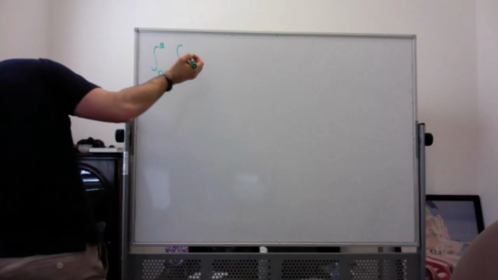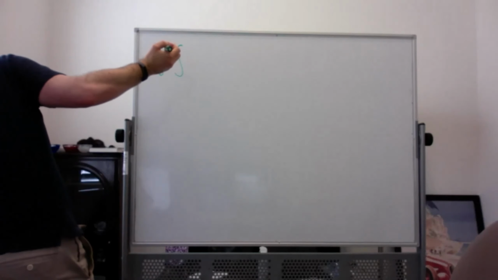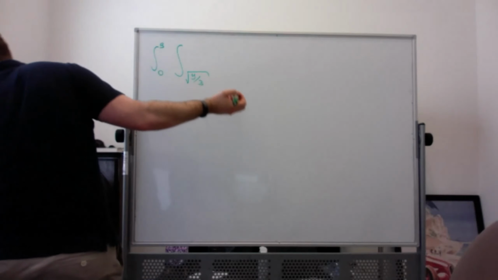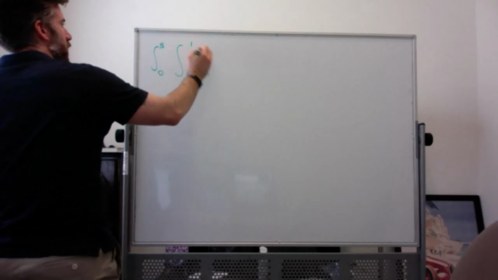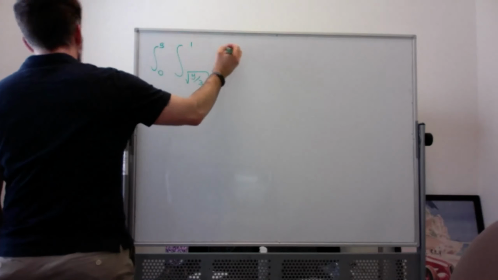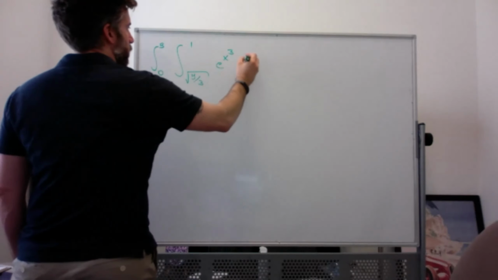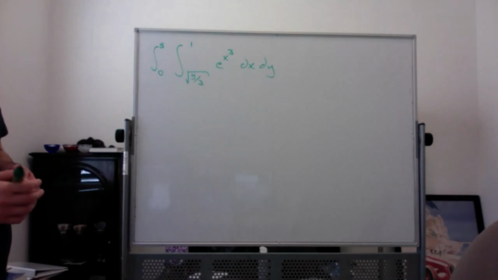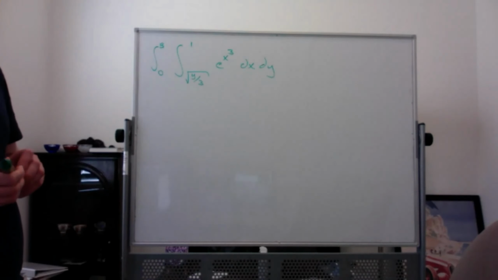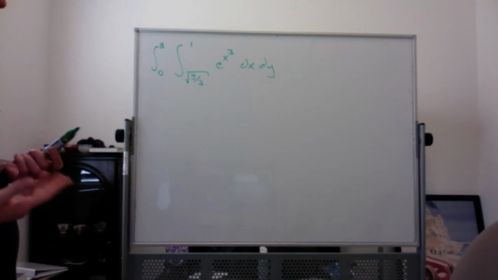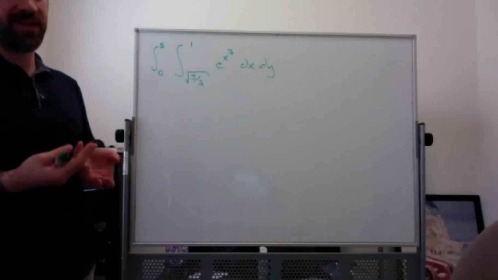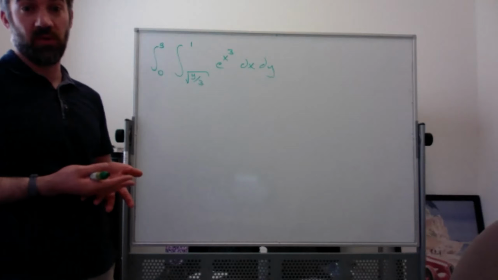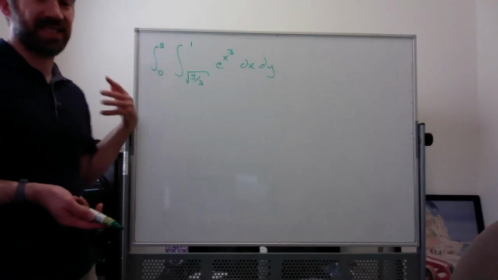Integral from 0 to 3, integral from the square root of y over 3 to 1 of e to the x cubed dx dy. And again, it should be moderately obvious that we can't do it this way. E to the x cubed, we're not able to integrate. It's not that we don't know how, we're not able to. No one's able to. So this problem, as it stands, can't be done.